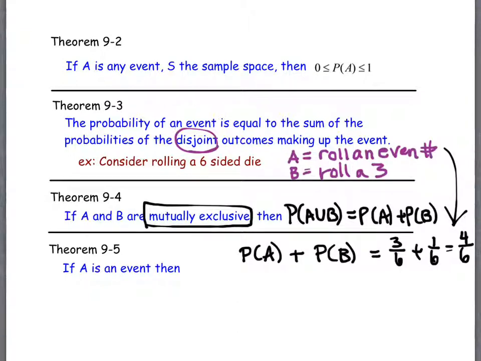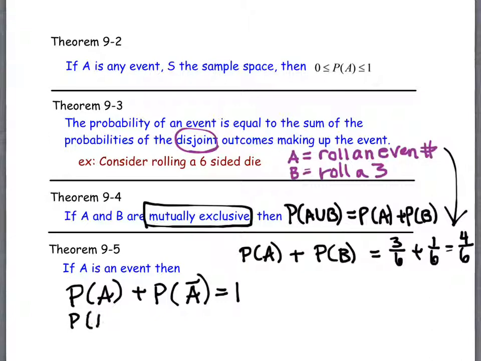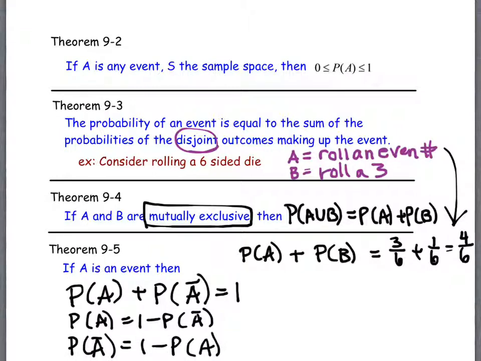So if you have an event A, we'll talk more about Theorem 9.4 in a broader sense in just a second. But Theorem 9.5 says that if you have an event A, then the probability of event A plus the probability of the complement of event A, and again, I'll talk a little more about this notation, equals 1. And there are several varieties of this formula. We could also write it as the probability of event A is 1 minus the probability of A complement, or the probability of A complement is 1 minus the probability of A. This is just moving pieces of a formula around.